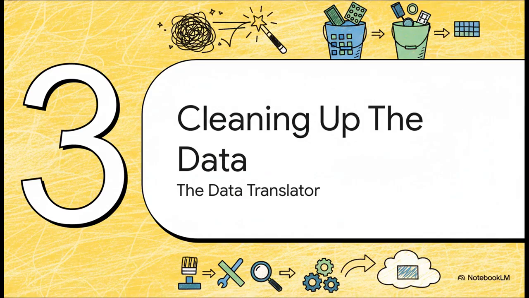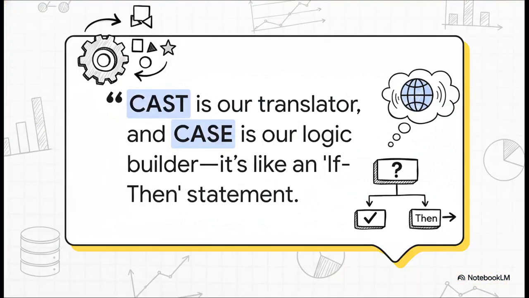Got it? Okay, we've covered selecting, filtering, and summarizing. But let's be honest, real-world data is, well, it's messy. For this last part, let's look at a couple of amazing tools that help you clean up, categorize, and basically translate your data while you're querying. And these are our two new best friends. Just think of CAST as your universal translator. It can turn data from one type into another. And CASE is your logic builder. It's like adding a little if-then brain right inside your query to create brand new labels for your data.